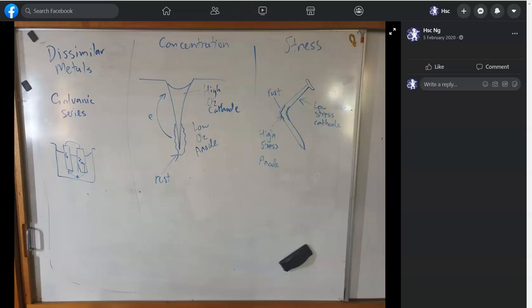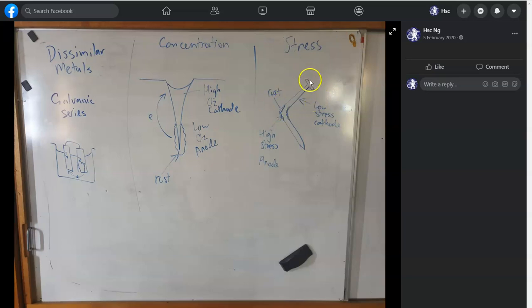Now, the next one we are going to look at is stress corrosion. This is why rust is more likely to occur at welds, because welds are an area of stress. If we take an example of this, if we bend a nail, where are the areas where this nail has been stressed? Well, it's obviously been stressed at the bend.